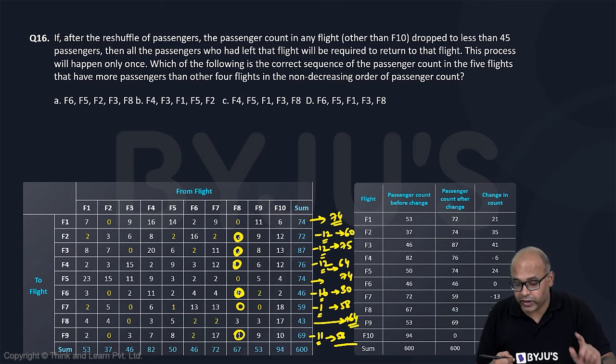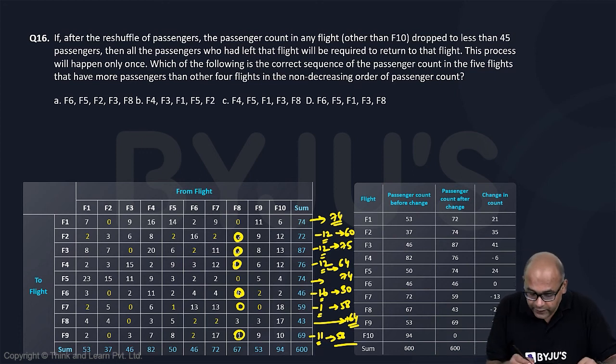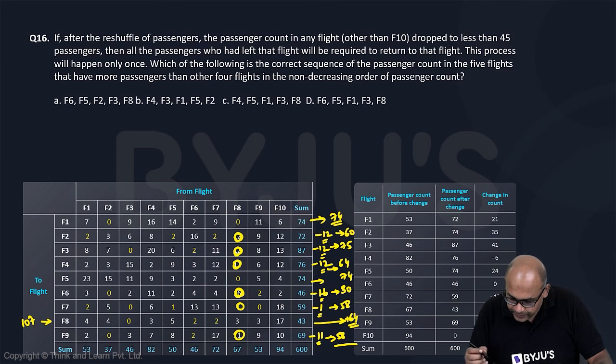So F8 will have 43 people and another 64 people are coming in. So your F8 total will become 107. Is that 107? Let me just confirm. 12, 12, 12, 36, 46, 52, 53, 63, 64. 64 plus 43 is 107.